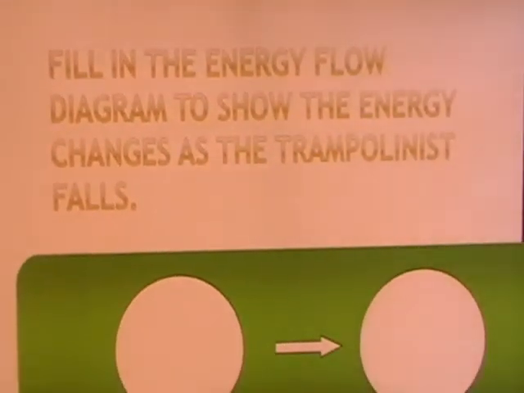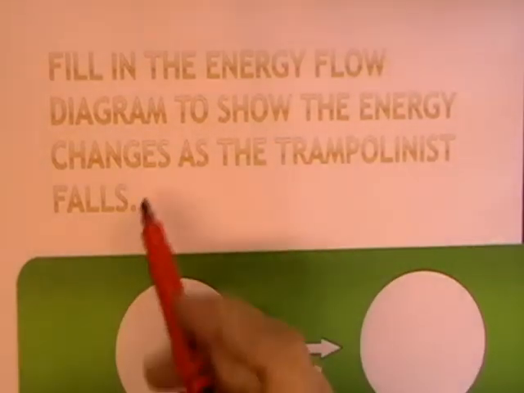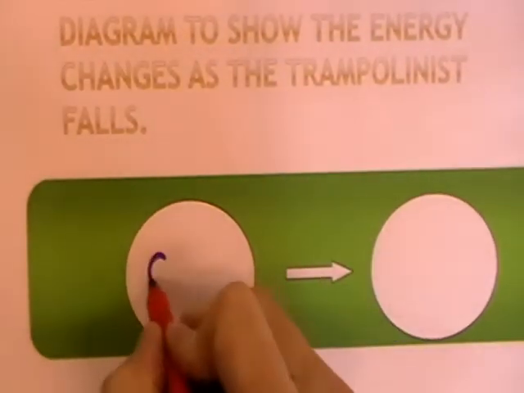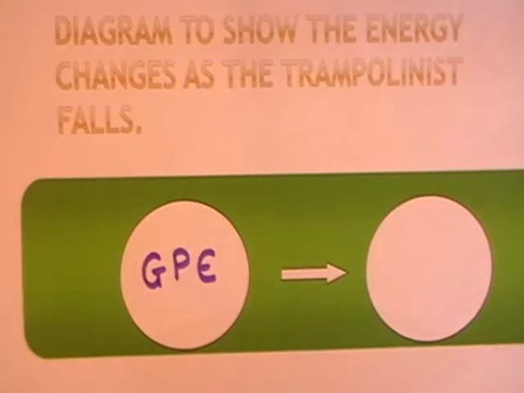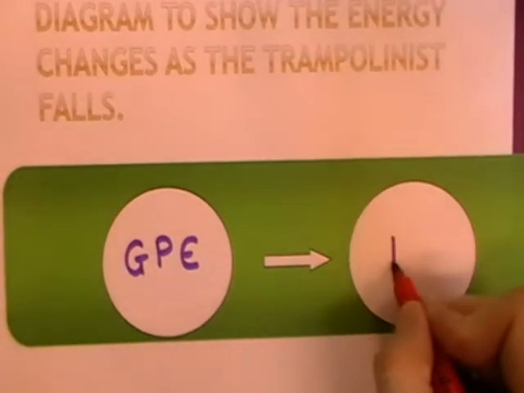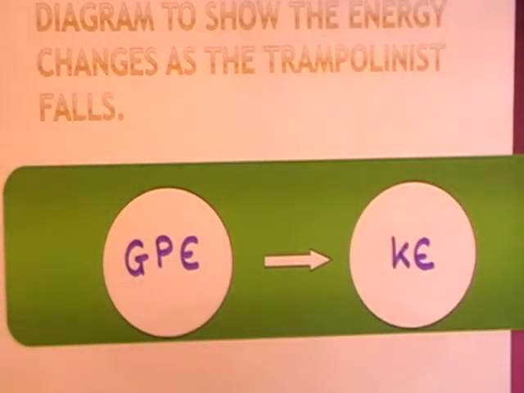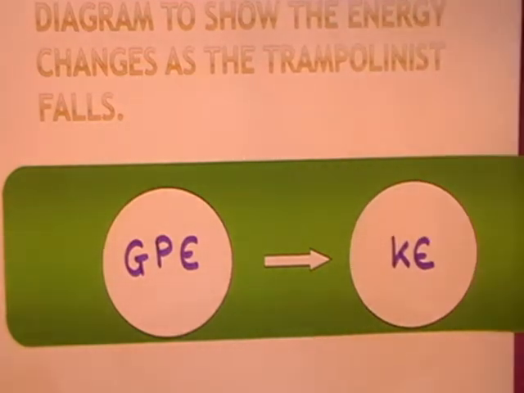So fill in the energy flow diagram to show the energy changes as a trampolinist falls. Whenever they're up at a height, they're going to have gravitational potential energy. I'll just write it as GPE. And as they're moving downwards, because they're moving, their energy is being changed to kinetic energy.